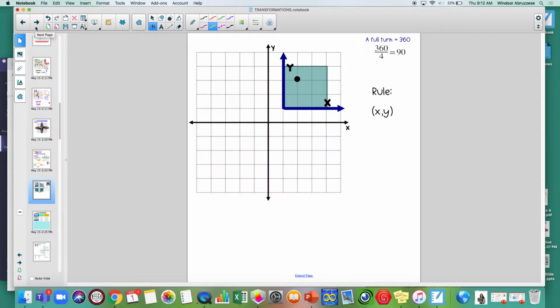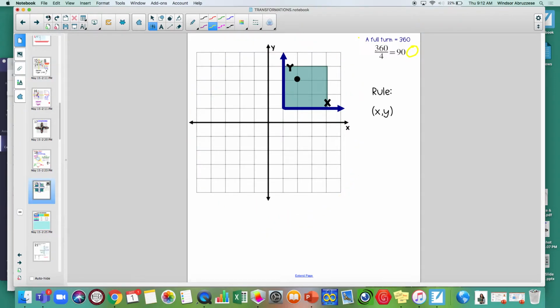Okay, so here I have some points to remember. A full turn is 360 degrees. Now I'm talking about coordinates on a coordinate plane, and we have divided our coordinate plane into 4 parts, 4 quadrants. So 360 divided by 4 means that each quadrant is 90 degrees. So if I start here and go around, that's 90 degrees. Another 90, here I am down here at 180. Another 90, and then another 90 to our 360.